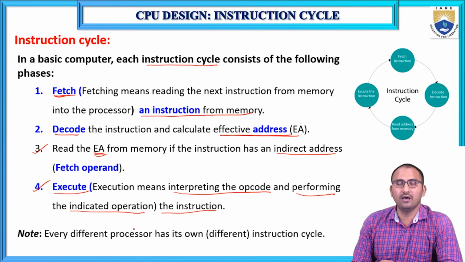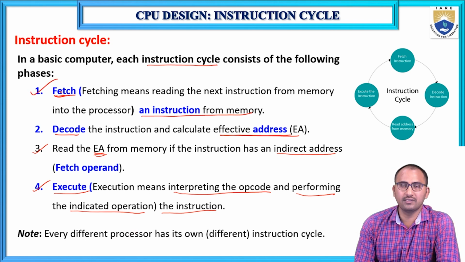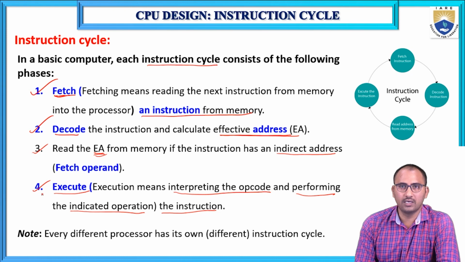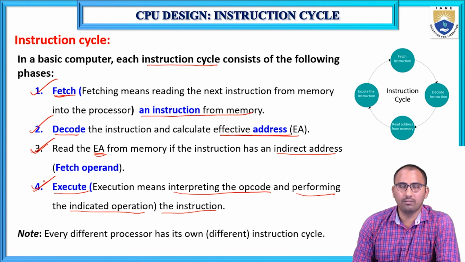So the first phase is fetching an instruction from the memory, and the second one is decoding the instruction, and the third one is calculating or reading the effective address from the memory, and the fourth phase is executing the instruction. So these are the four main phases of the instruction cycle.